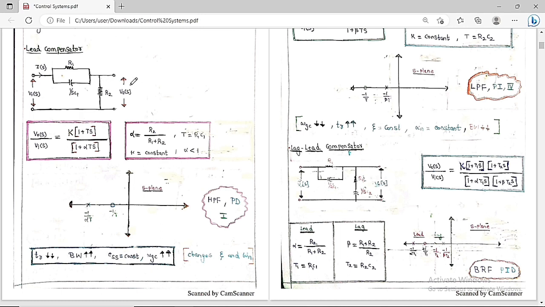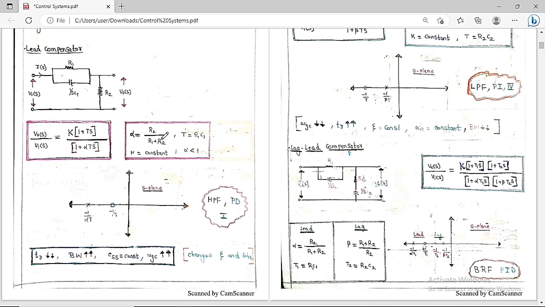If we figure out the transfer function Vo of s by Vi of s, finally we get the formula K into 1 plus sT by 1 plus alpha sT. Here K is a constant, and alpha is equal to R2 by R1 plus R2.